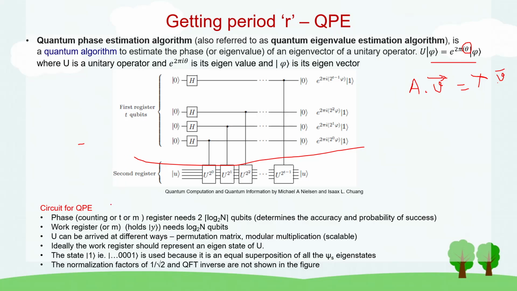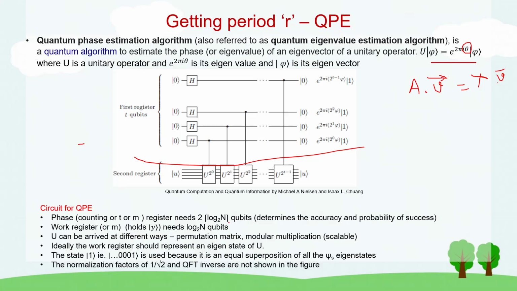Okay, phase or counting or T or M. Depending on the source, different people use a different one. I've taken this picture from the Bible. Later you'll see the textbook, they call it T. So how many qubits should you have? You should have 2 times log n.